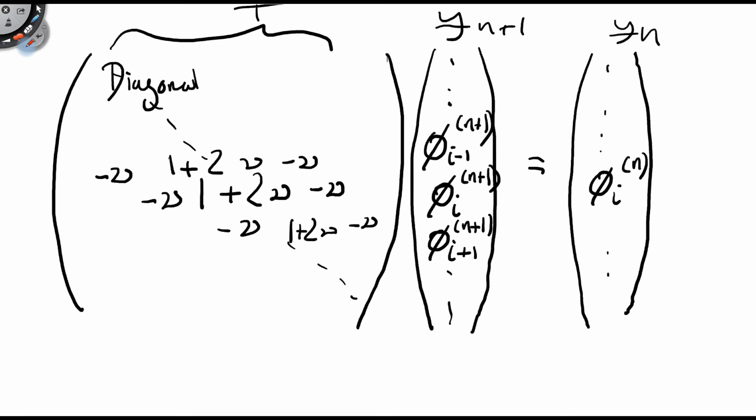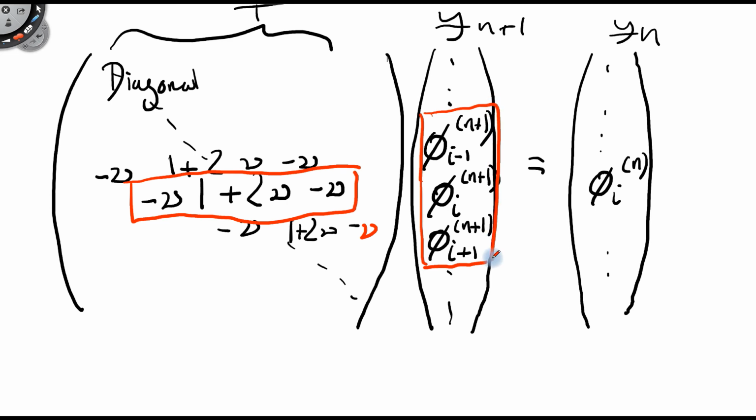we have these coefficients minus mu, 1 plus 2 mu, minus mu. There are three elements there, and they multiply through by these three elements here, and then they equal that element. Okay. So quite a lot here.